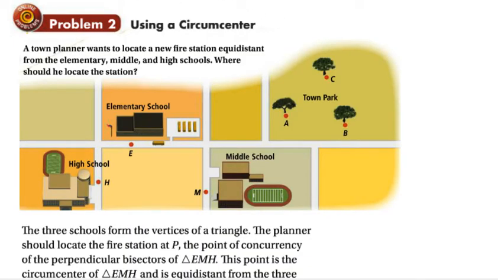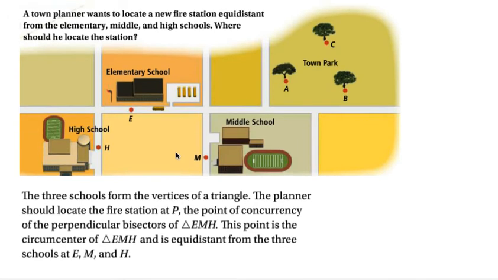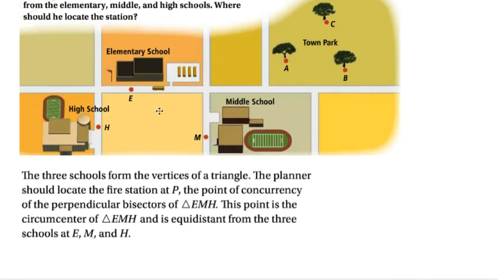Here's an example from a city planner kind of situation. A town planner wants to locate a new fire station, and he wants it to be equidistant from the elementary, middle, and high schools. So where should he locate the station? Here we have a picture of what the town looks like, and he wants to locate the fire station somewhere equidistant from these 3 schools. To figure out what that point would be, we would need to construct a triangle out of vertices H, E, and M, and then find two of the perpendicular bisectors and find that point of concurrency.